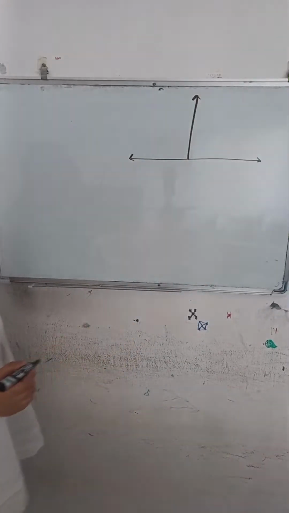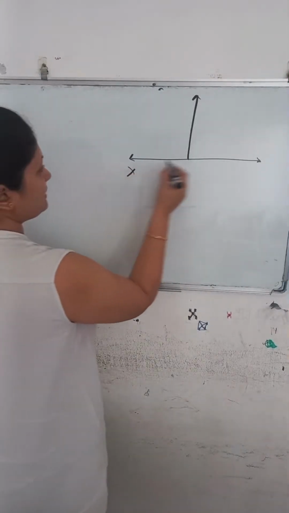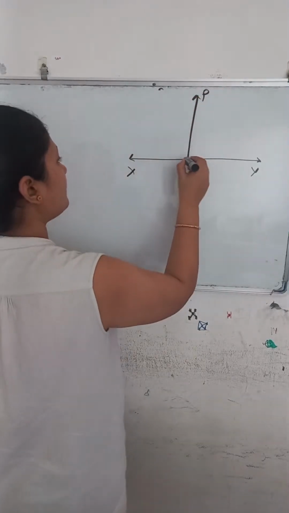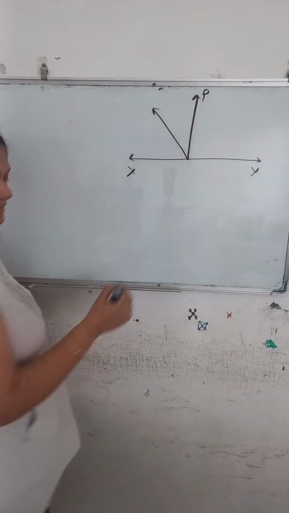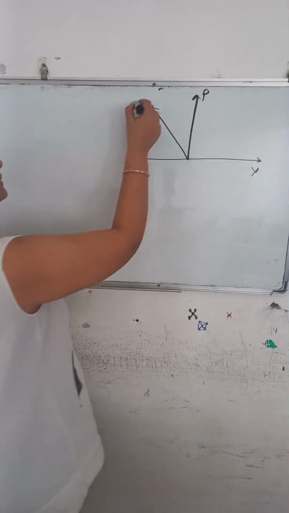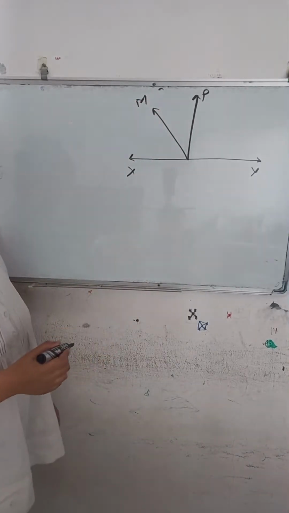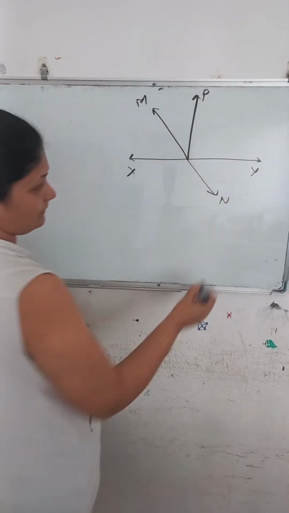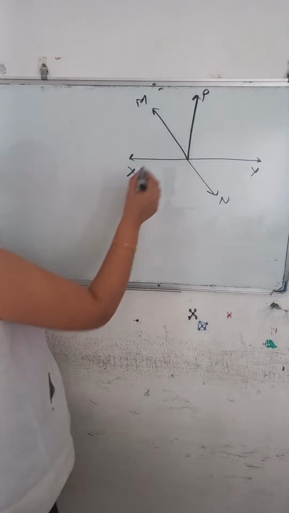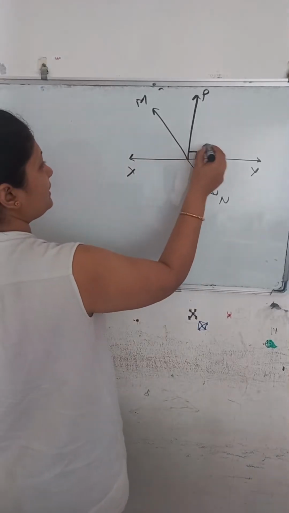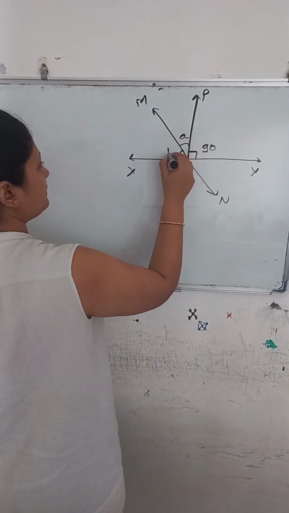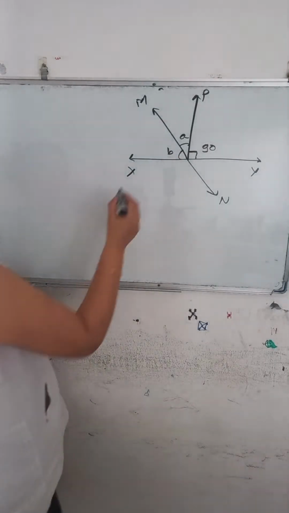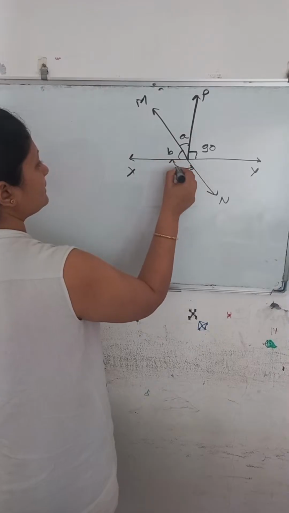This is the diagram given. Naming is X, Y. This is P. One more arm they give here, and this is M. And from here only, this is N. This is given 90. This is A, this is B, and the entire angle is C.